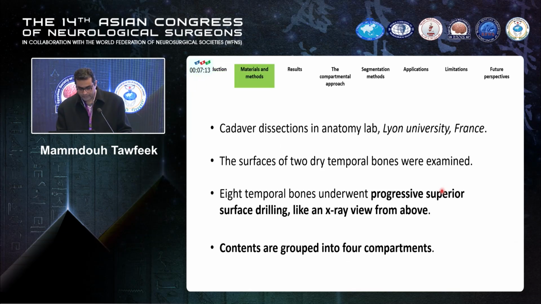So first we started with a cadaver dissection in the anatomy lab in Lyon University in France. We had the surface exposure of dry bones and also drilling of the superior surface of the Petrous. And then we grouped all the contents into 4 compartments or 4 groups.